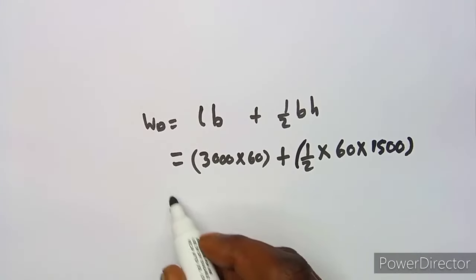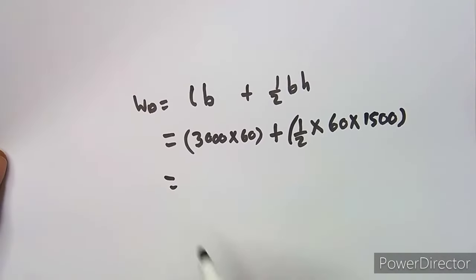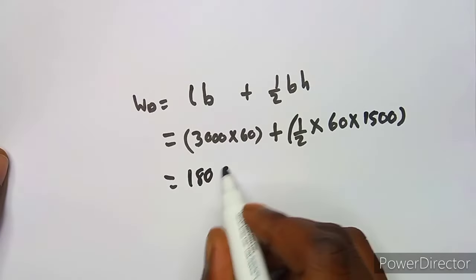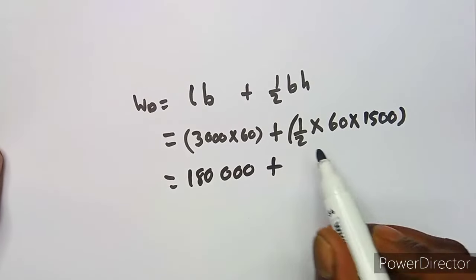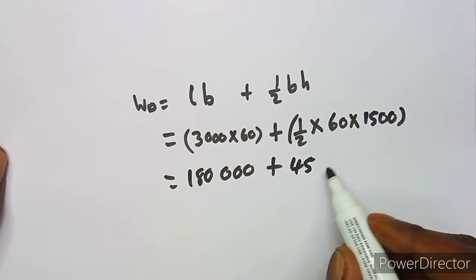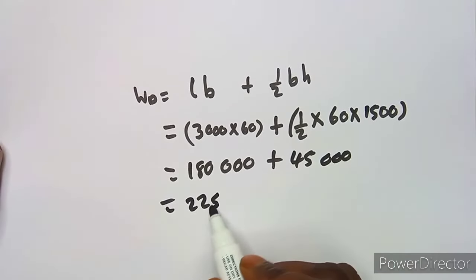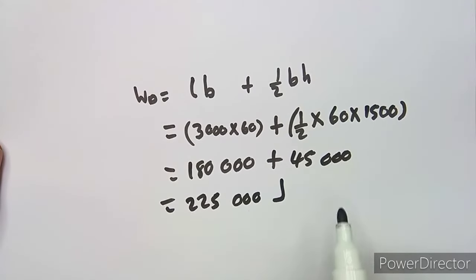So that's it, guys. We combine the two, you obtain your area. So the first one is 180,000 joules. Sorry, we are talking of another thing. 45,000 from the other part. So if you combine, this is going to give us 225,000, which is measured in what?